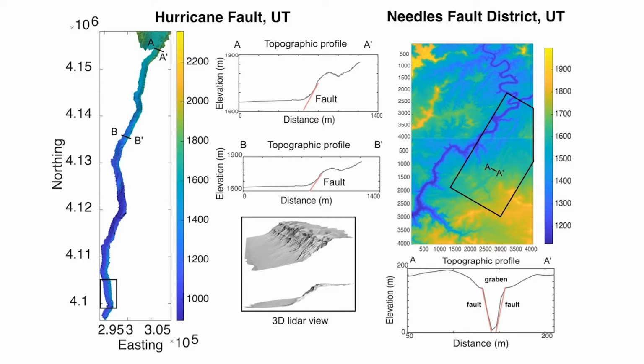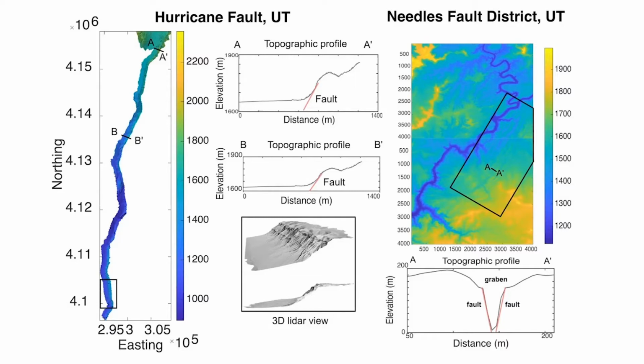And then if you go to the Needles Fault District, which is another set of normal faults in Utah, draw a cross section in the set of Rabbit and Horse faults, you also see that the footwall is warped. I think that to test whether the folding shape of normal faults is different requires a good natural laboratory, and I think the Hurricane fault and the Needles Fault District provide exactly that.